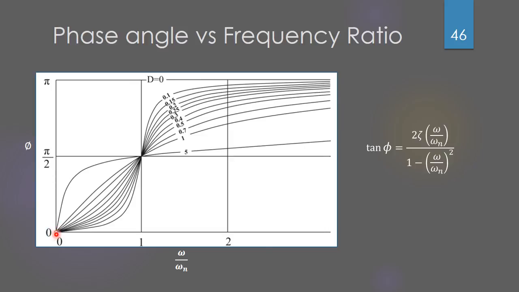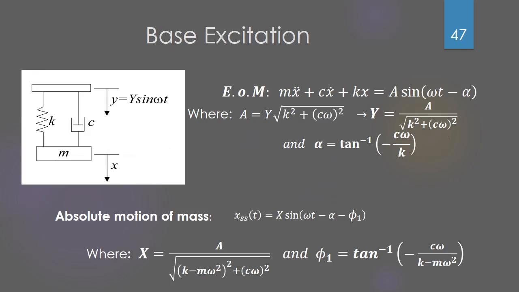While if we take 5 damping ratio, we can see how it increased in the beginning, and after it reached pi over 2, it gets stabilized. This is the second type. It's called basic excitation.